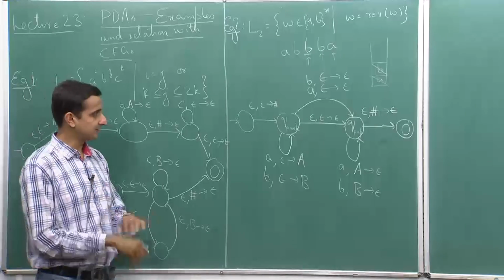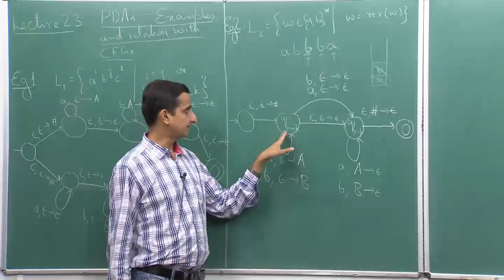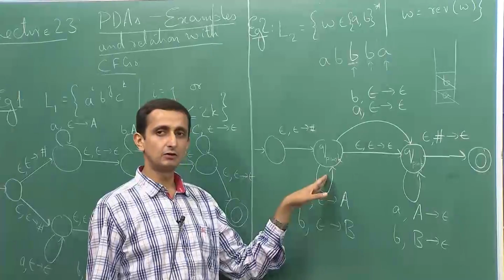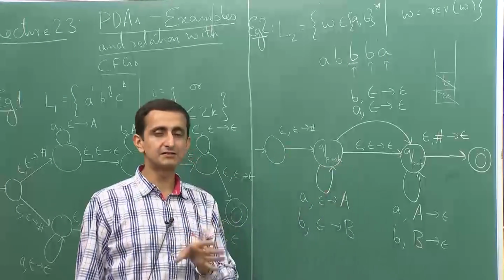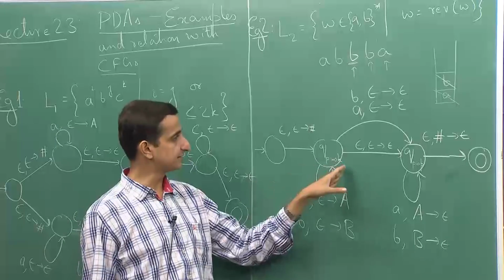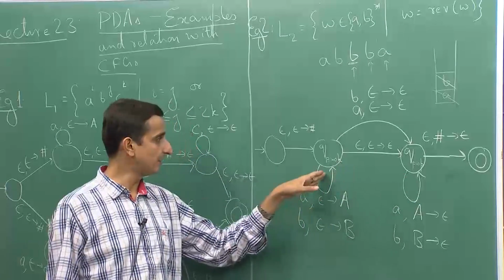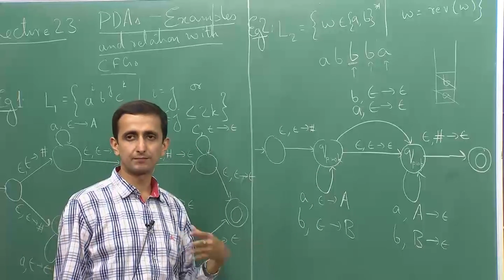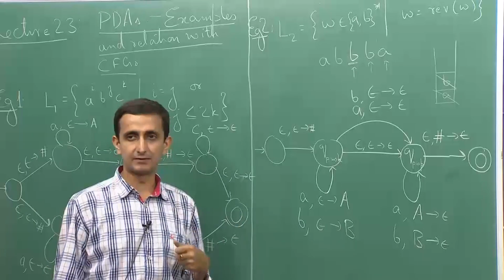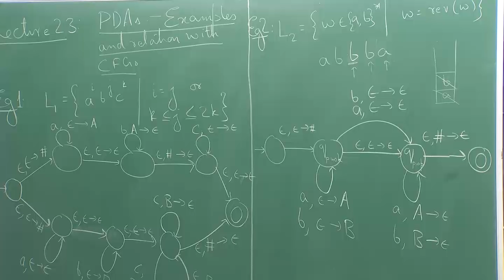The crucial point is that at this state we are making use of non-determinism to find out the middle point of the string, because if I have reached the middle point, then I need to go to Q pop. If I have not reached the middle point, I need to stay at Q push. That is what the automaton does in a non-deterministic manner.